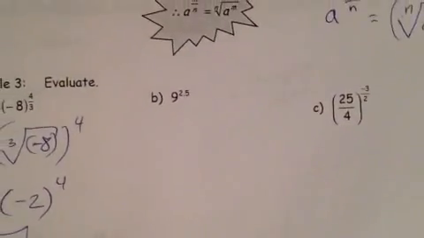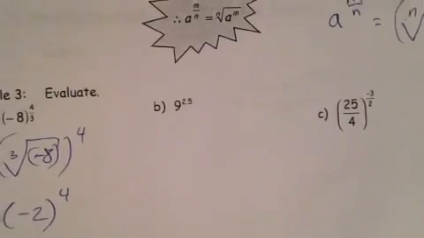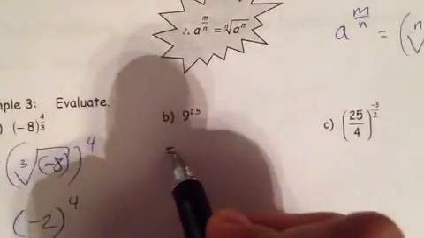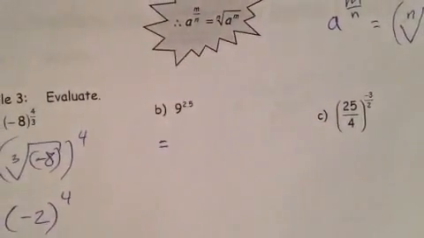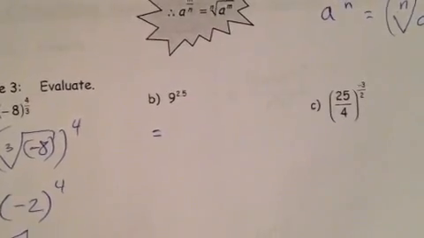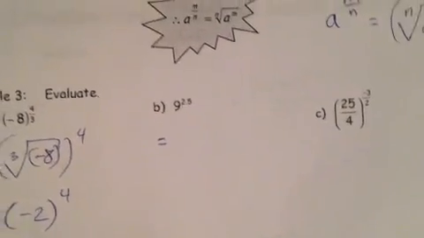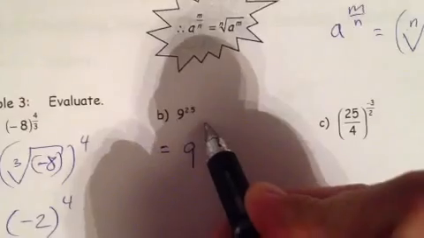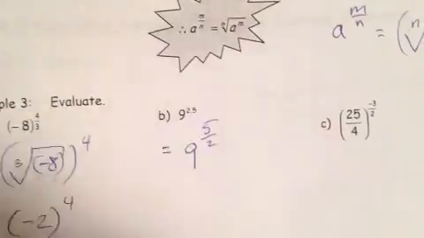This one here, 9 to the power of 2.5. Well, 9 to the power of 2.5, we don't know how to deal with a decimal as an exponent, but we do know how to deal with fractions. Now 2.5 is the exact same as 5/2.